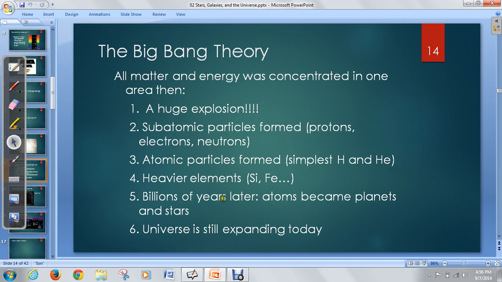And then billions of years later, these atoms became planets and stars, which we see today. And then the universe is still expanding. Okay, so these are the effects of the Big Bang. And this is what the theory states.